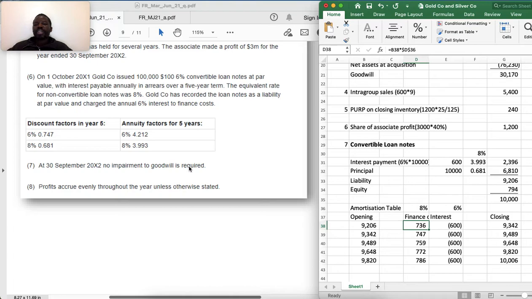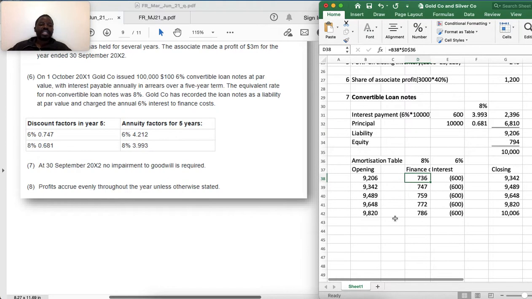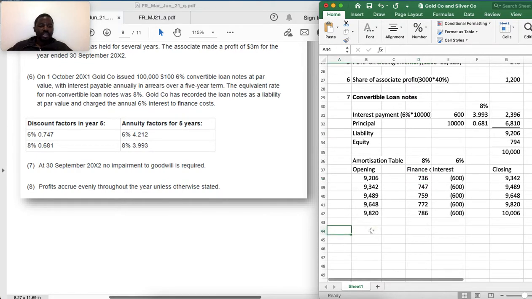Now we are through with the notes. We are told here there was no goodwill impairment. Thank you. Then now we need to construct our statement of profit or loss.